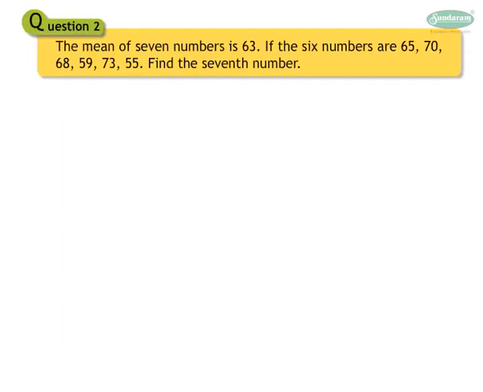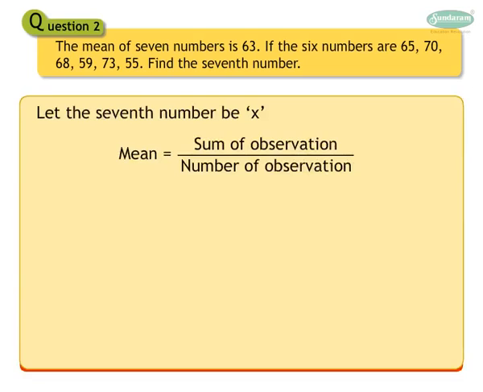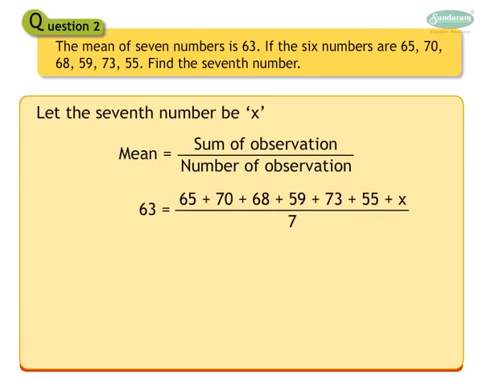Question 2. The mean of 7 numbers is 63. If 6 of the numbers are 65, 70, 68, 59, 73, 55, find the 7th number. Let the 7th number be x. We know mean is equal to sum of observations upon number of observations. Hence, 63 is equal to 65 plus 70 plus 68 plus 59 plus 73 plus 55 plus x upon 7.